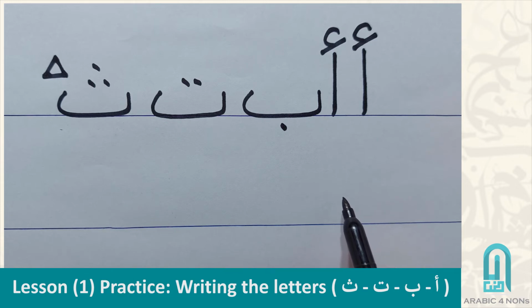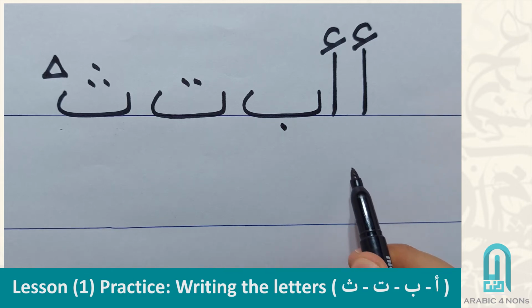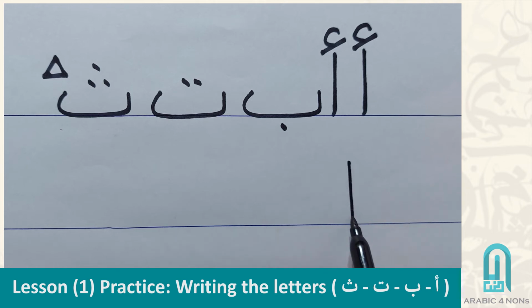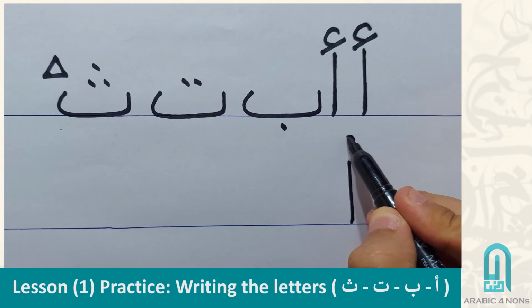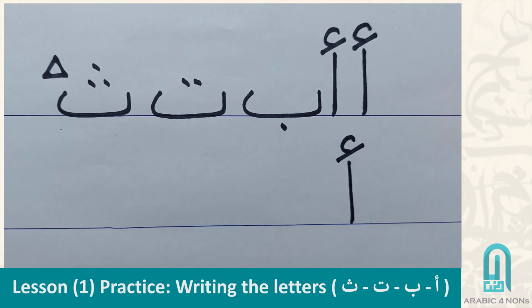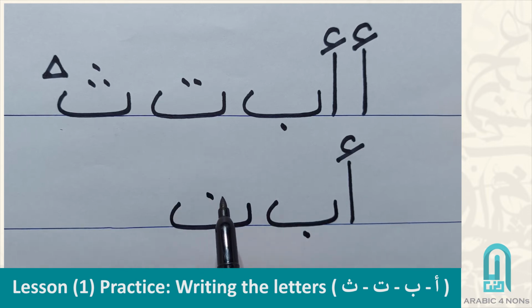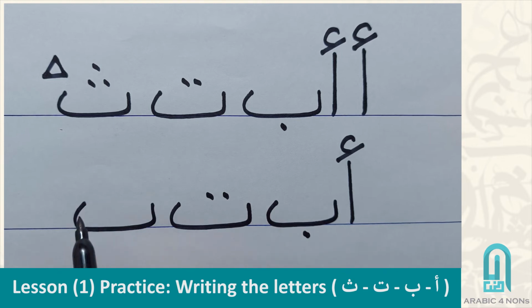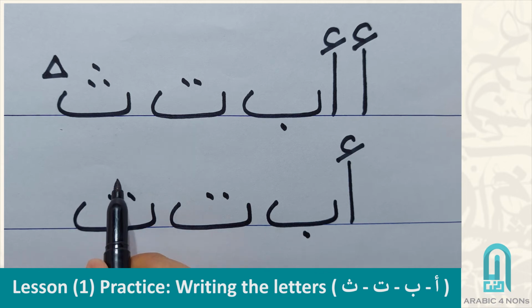The first letter, letter A, we start from up the line, a straight vertical line down until we reach the standard line. And then Hamza, half a circle, a sloped line. The second letter, letter B, a boat, and a single dot below the line. The third letter, a boat, and two dots on top, letter T. And the last letter, letter Th, another boat, and three dots on top.